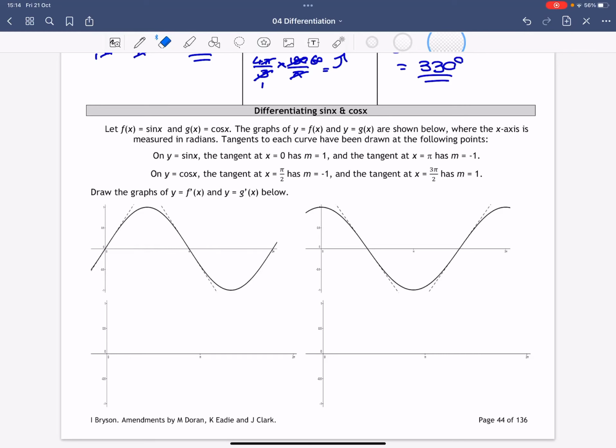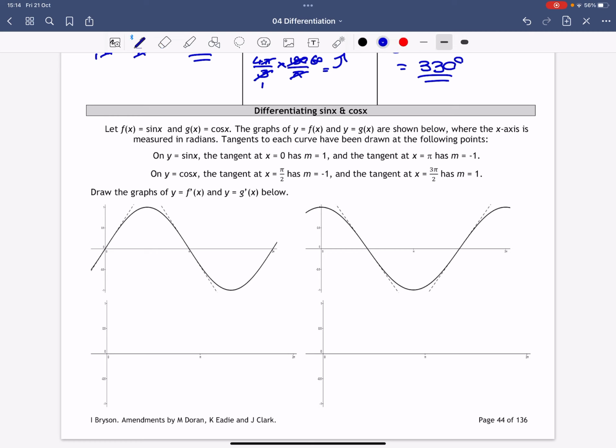Okay, so let's take a look at differentiating sine and cos. First thing we need to make sure that we do here is that when we are conducting calculus, that's differentiating or integrating trigonometry, our calculator must be in radians mode. Okay, so as a wee introduction to this, let's look at the graphs of sine x and cos x.